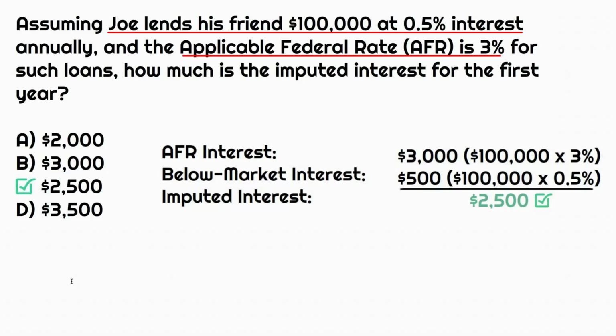All right, so taking a look at some of the incorrect answer choices. $2,000 would not be correct because this would be the result if we subtracted 1% of $100,000 from 3%, not 0.5%. All right, so $3,000 would be incorrect because this is the amount of interest at the AFR, but it doesn't account for the actual interest charged, right? We would need to subtract that $500. And $3,500 is incorrect because this is greater than the interest at the AFR, right? It doesn't make sense. Maybe if we were adding that interest of 0.5 times 100, maybe that's where they're going with it. But overall, that's why this is incorrect.